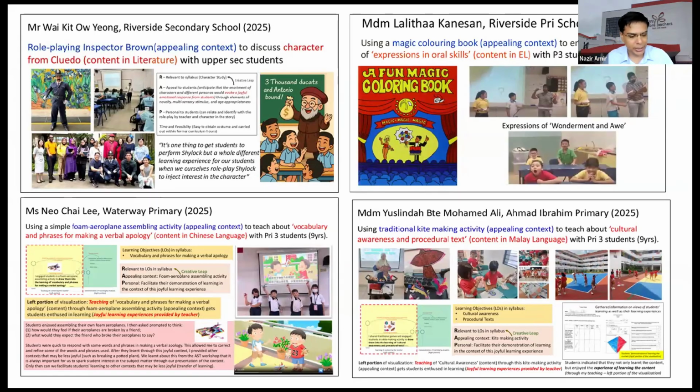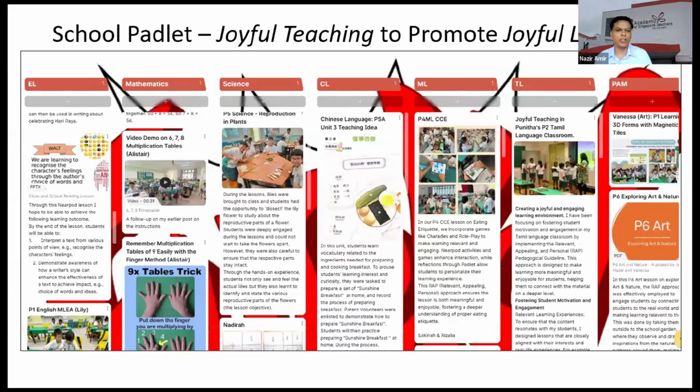One school where the teacher leaders and the principal wanted everyone in their school, all the 80 teachers in the school, to think about joyful teaching for the entire school. So on their Padlet, they group by department: English department, mathematics, science department, Chinese language, Malay language, Tamil language. Every department comes up with a joyful teaching idea, how to present.